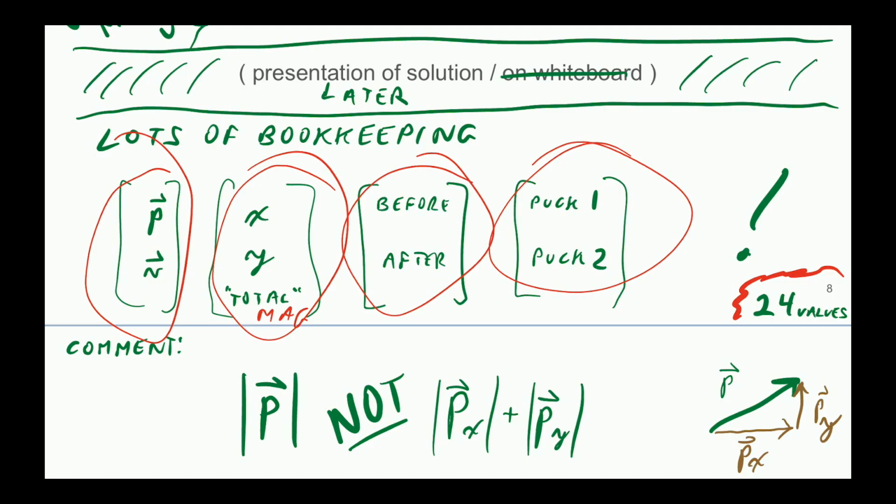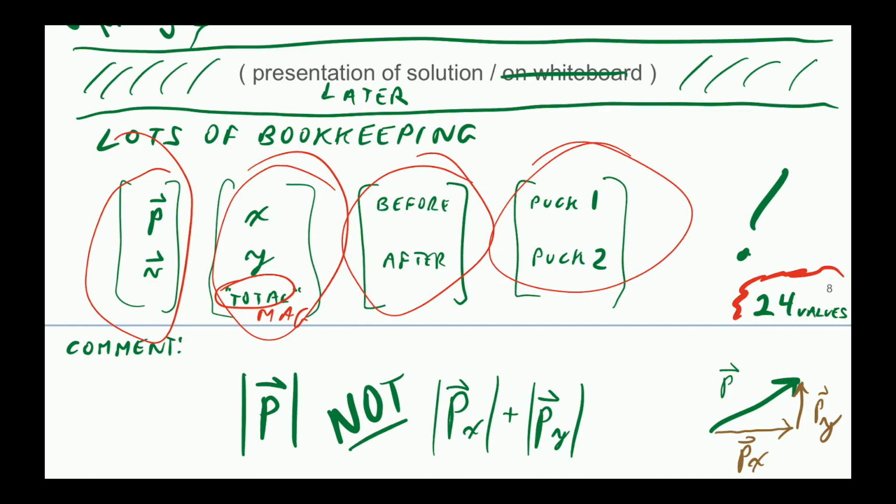I'm going to stay in red. The word total, I prefer to use the word magnitude. I don't like saying total momentum because it almost implies you're adding components together without using vector math. And if it's not obvious to you, remember that the magnitude of P is not the same as the magnitude of the x component plus the magnitude of the y component.